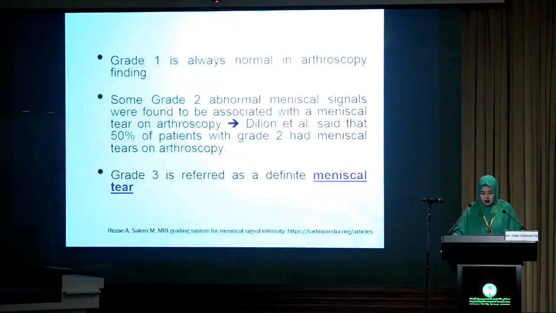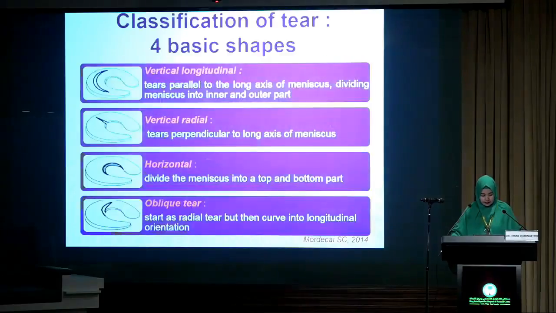Grade 1 is always normal on arthroscopy findings, but some grade 2 abnormal meniscal signals were found to be associated with a meniscal tear on arthroscopy. Dillon et al. said that 50% of patients with grade 2 had meniscal tears on arthroscopy. Grade 3 is referred to as a definite meniscal tear.